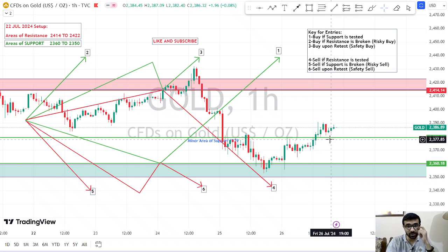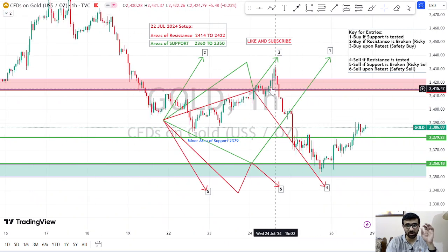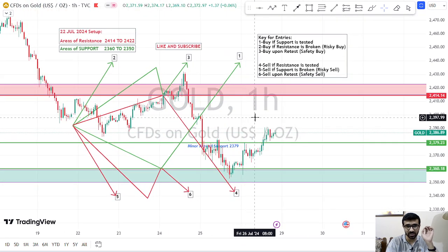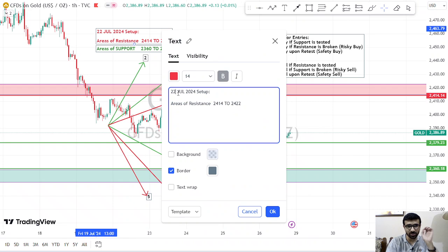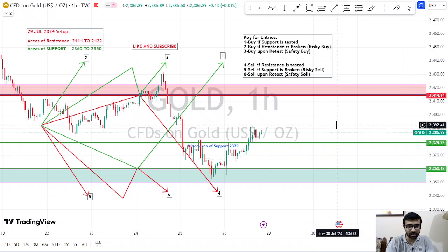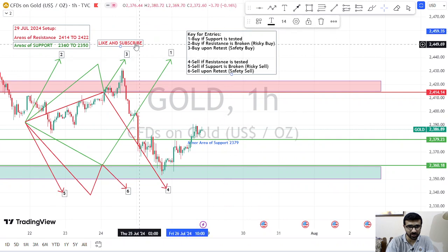So market has beautifully respected our area of resistance and our major area of support, and market is still trading in between our both marked areas. Okay, so now I will simply move forward these scenarios as both of these areas are still valid, and we are still bullish in this gold versus US dollar pair. So on 29th of July, we are going to look for more buying entries, and just keep an eye out and be vigilant from where to buy your next trade.